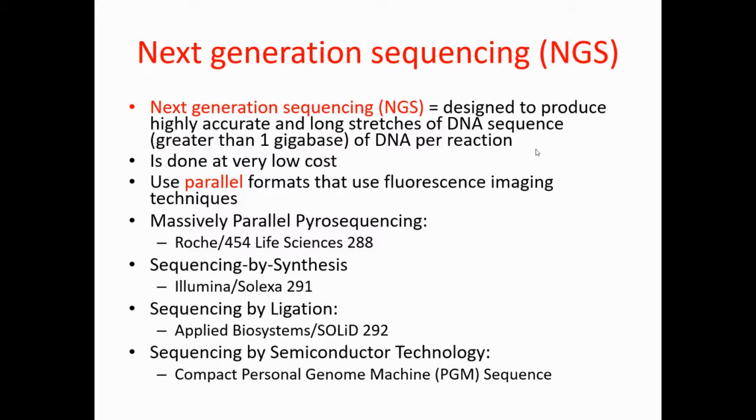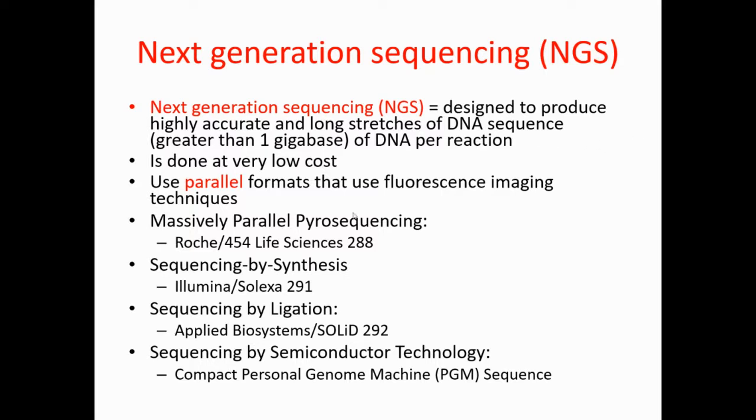So in general, we have these four different technologies, right? We have massively parallel pyrosequencing, which is a modification of the pyrosequencing. And then we have sequencing by synthesis, which is a modification of the chain termination sequencing, and which is also a very popular one. And we also have sequencing by ligation. And this is the only technology that you don't need to use the DNA polymerase.